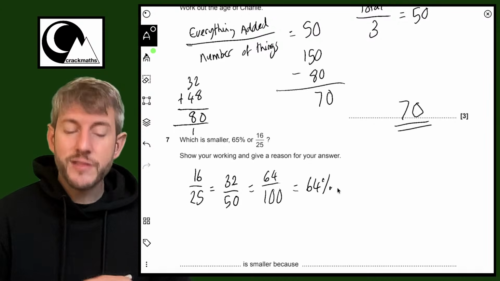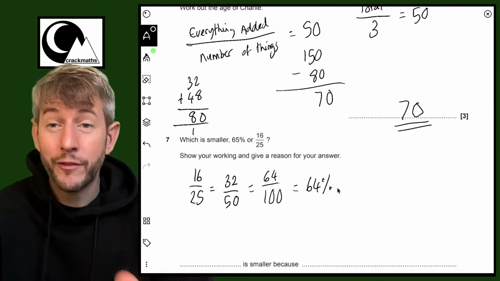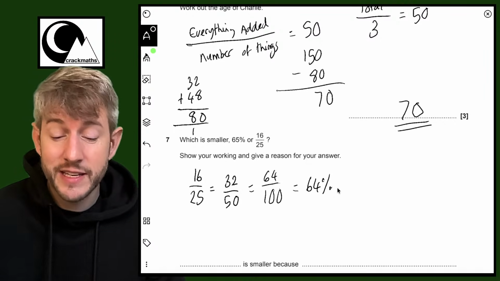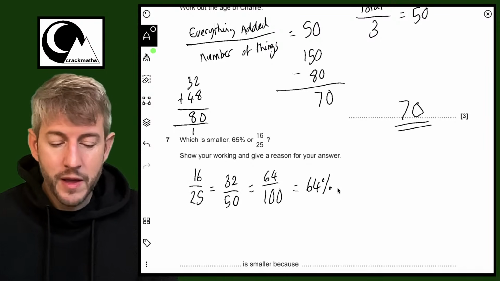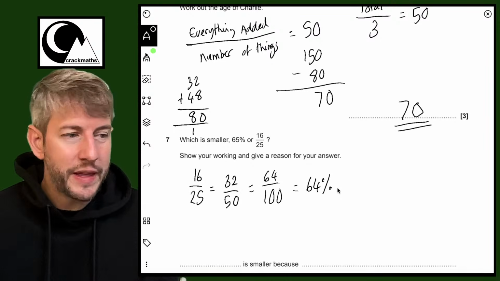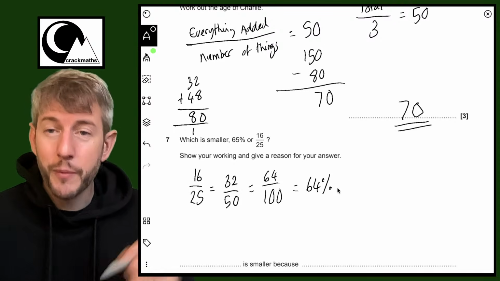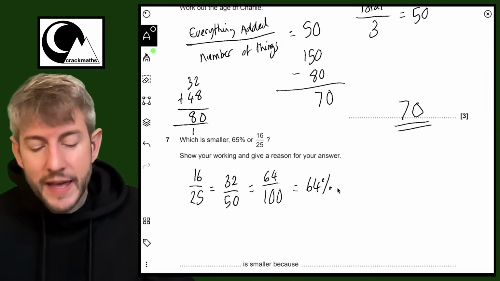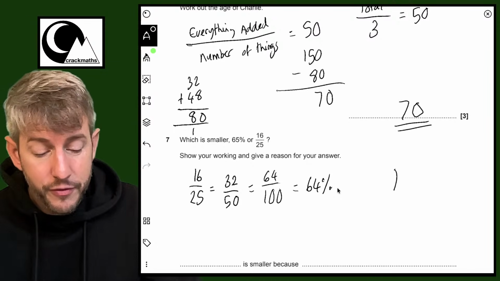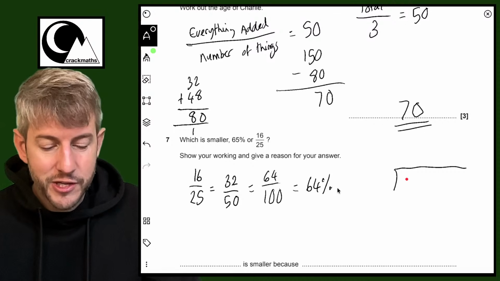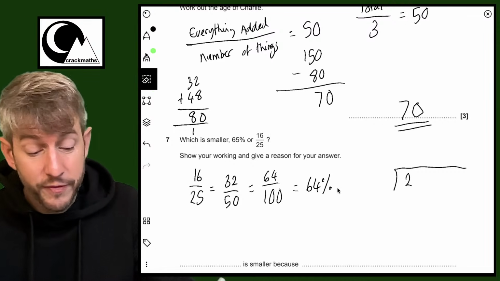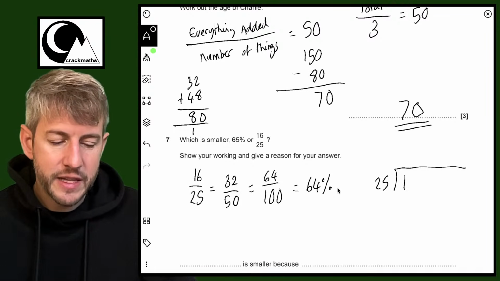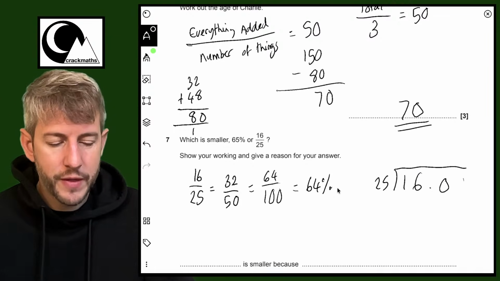There's always usually some kind of little trick in the non-calculator paper that would stop you having to do such a crazy calculation as 16 divided by 25. That was a nice little trick there, because you double, then double again. Percentage means out of 100, so that's there. The other way you would have done it is 16 divided by 25, using long division. The divisor is the 25, so you'd put the 25 on the outside, your 16 in the middle, and then you'd just have to work through it that way.